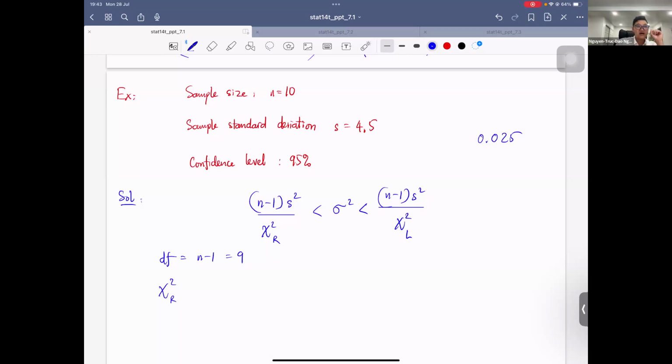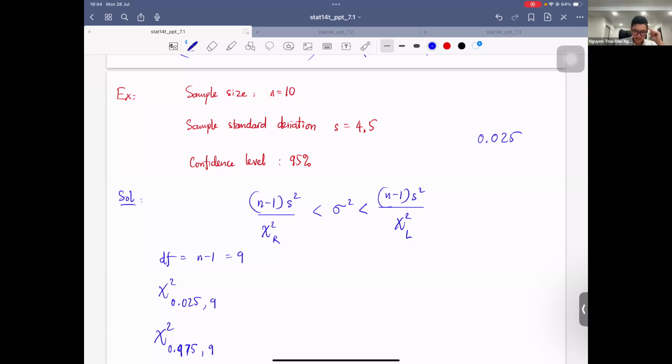That means you need to find the left. So I will replace this one by chi-square 0.025, and the degree of freedom is 9. And the other one, chi-square, the right critical value. That means where 2.5% is to the right of it. That means you have 0.975. And then the degree of freedom is 9.